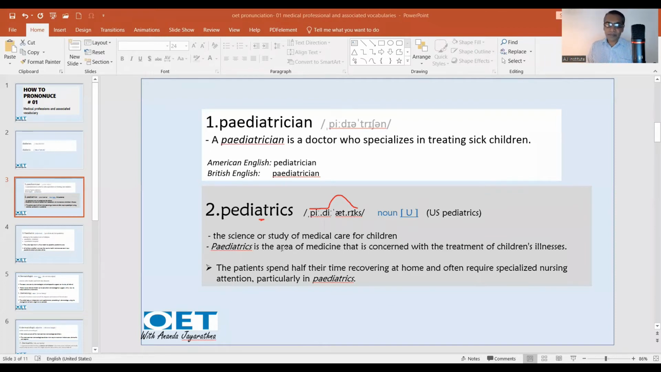Now look at this sentence. Pediatrics is the area of medicine that is concerned with the treatment of children's illnesses. You can understand that sentence. Now look at another example as well. When you learn a new word, try to make sentences using that. Even when you want to learn the correct pronunciation, put that one in sentences and try to read them aloud. Now this sentence. The patients spend half their time recovering at home, often require specialized nursing attention, particularly in pediatrics.